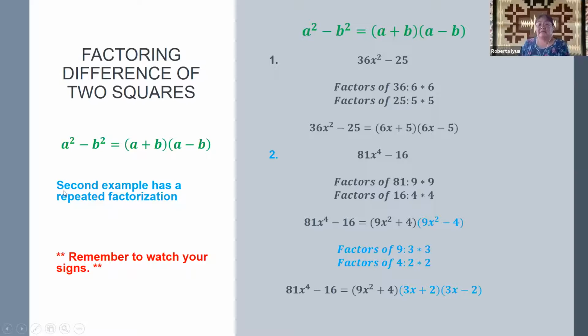And I stated here on the side that the second example has a repeated factorization. So don't be afraid to keep factoring if you can. And you can always check this by doing your FOIL method, this distributive method. But remember to always check your work.